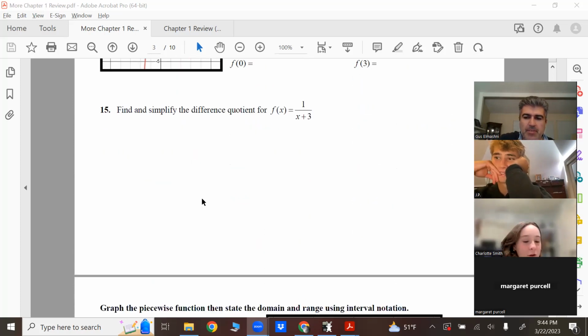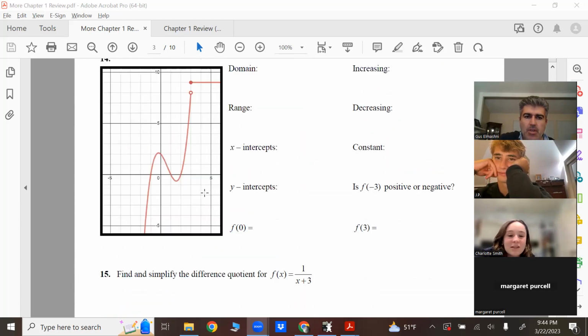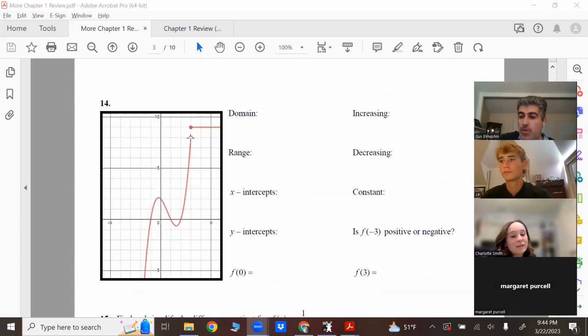Mr. E, can you explain closed circles and open circles and parentheses, all that stuff? So open circles are not included, closed circles are included. And if it's included, put a bracket; not included, put a parenthesis. Okay. Thank you. Yep.